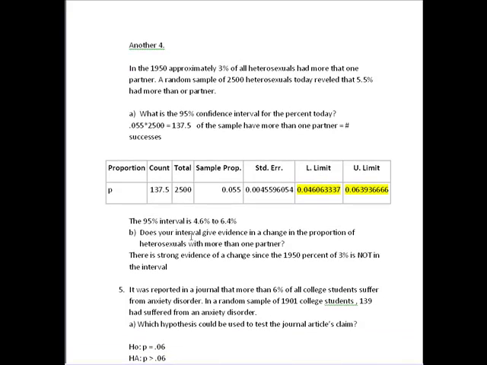Does this interval give evidence of a change in the proportion of heterosexuals with more than one partner? Well, back in the 1950s, it was 3%. 3% is below this confidence interval. It's not in the confidence interval. So it seems that there is strong evidence that there is a change, since 3% is not in this confidence interval.